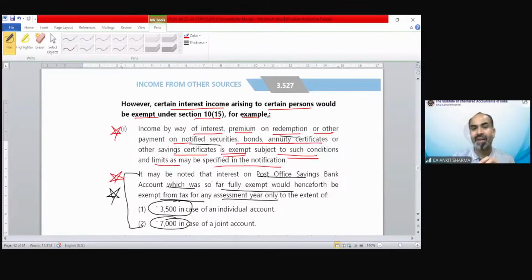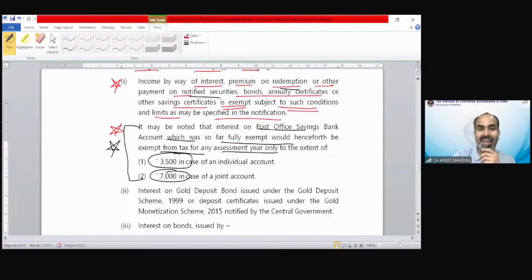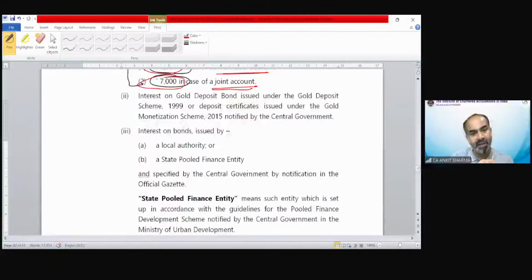It may be noted that interest on a post office savings bank account, which was so far fully exempt, would henceforth be exempt from tax in any assessment year only to the extent of 3,500 rupees in case of an individual. And if it is a joint account, then the exemption would be double, 7,000 rupees. Then interest on gold deposit bonds is exempt, and interest on bonds issued by a local authority or state pooled finance entity is also exempt.